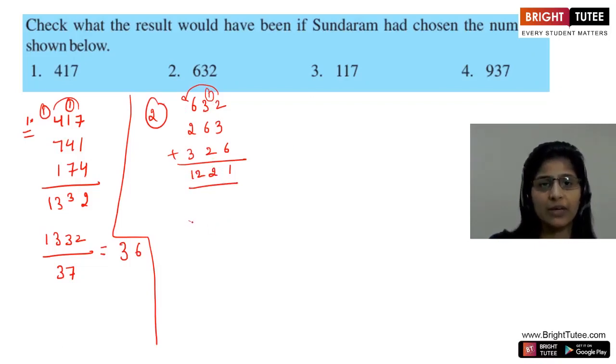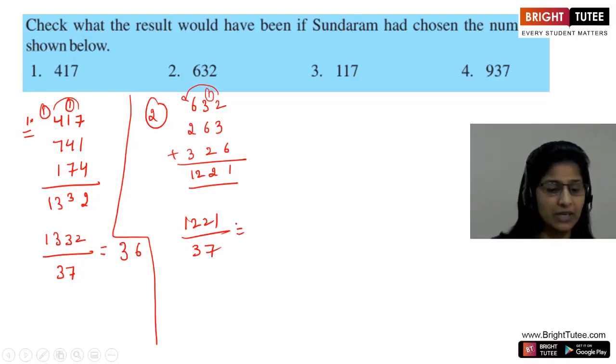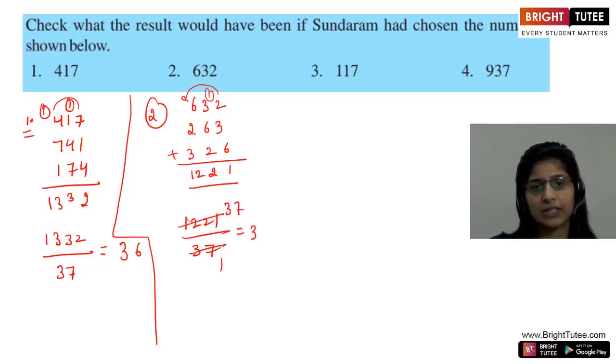So we have to now divide 1221 with 37. So just try dividing it. What is the answer? By dividing it with 37, we get 37 only. It's a square of 37. So exactly divisible, 0 remainder.